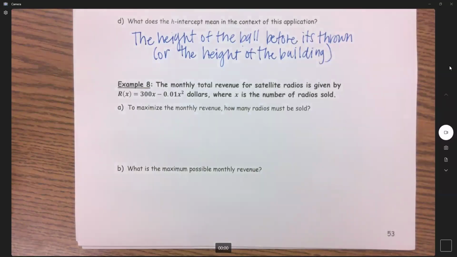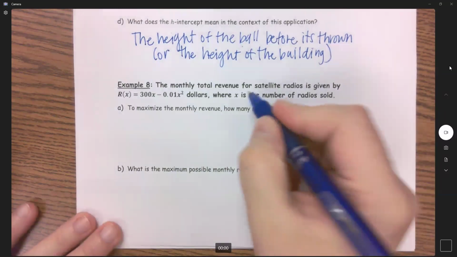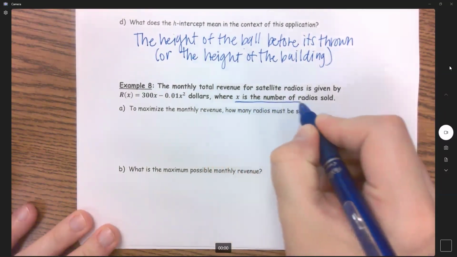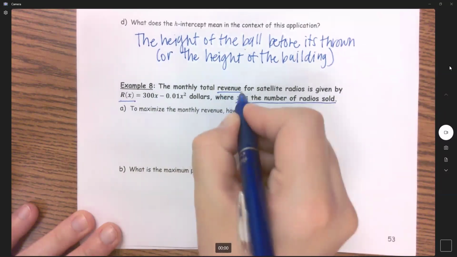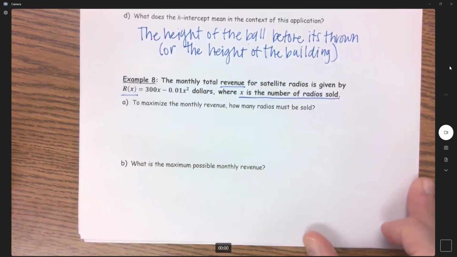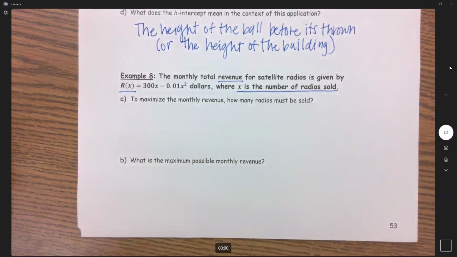Example 8 says the monthly total revenue for satellite radios is given by R of X, where X is the number of radios sold. And so that R of X is represented by the revenue. So part A wants to maximize the monthly revenue, how many radios must be sold, and part B wants to know what is the maximum possible monthly revenue. So before we solve part A and B, let's just kind of talk about this graph.